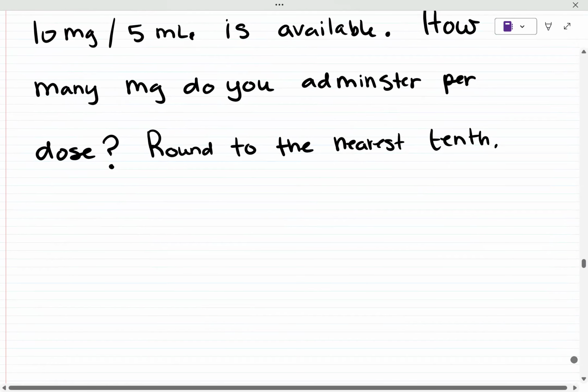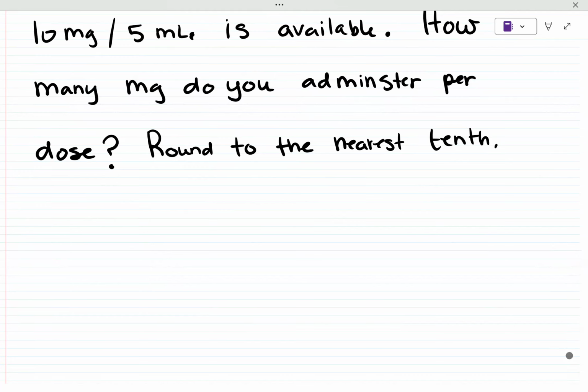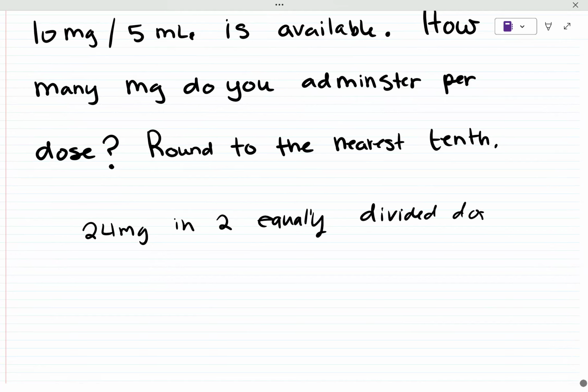So we're trying to figure out how many, no, not milliliters. How many milligrams? This one's actually a bit of a trick question. Well, it's not a trick. We know there's 24 mg and it's divided into two equally divided doses. So it's just 24 over 2, which is 12 mg.